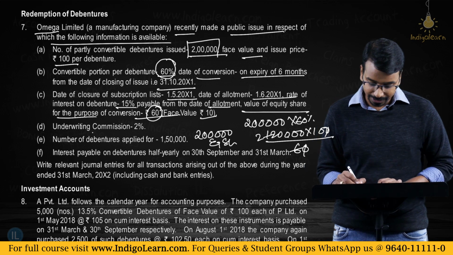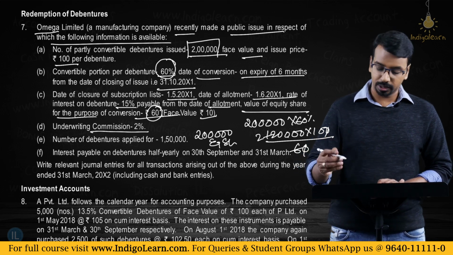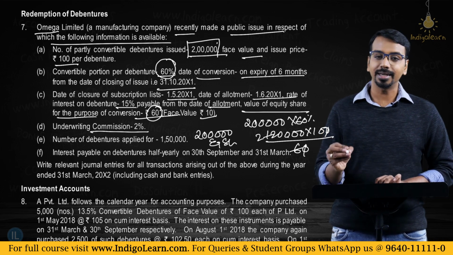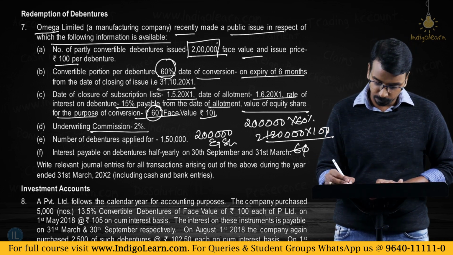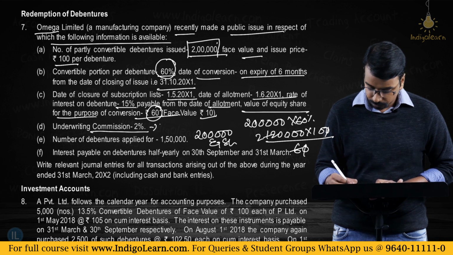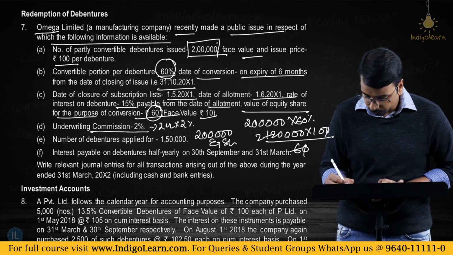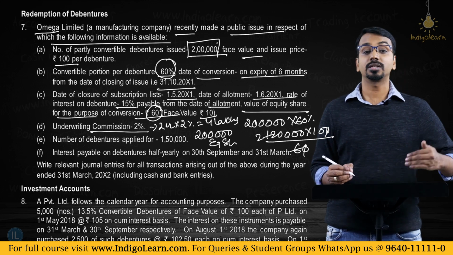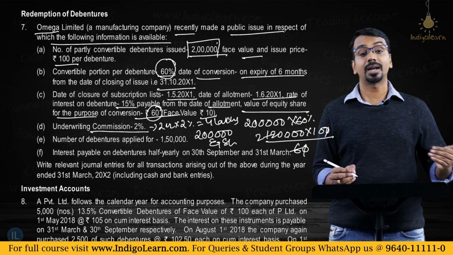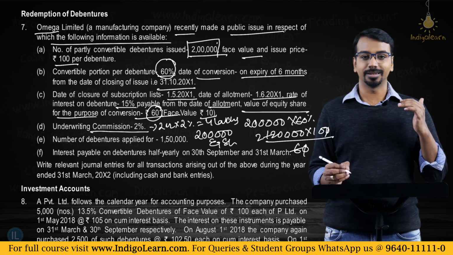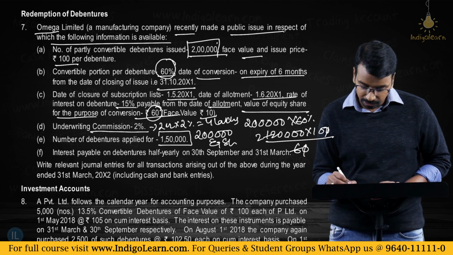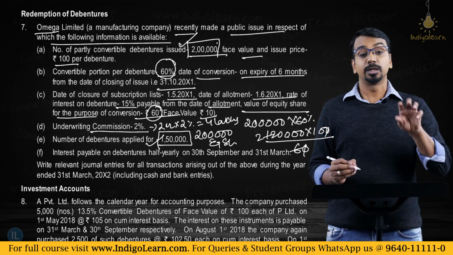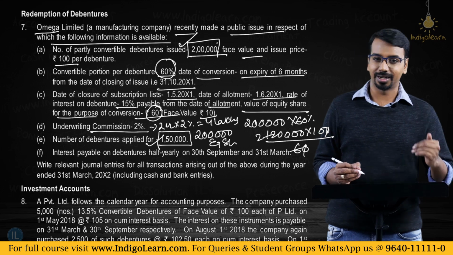Right? Then underwriting commission is 2%. So out of the total issue of 2 lakhs into 100, that is 2 crores, on that 2% is the underwriting commission. So how much is the underwriting commission now? It comes out to 2 crores into 2%, which is nothing but 4 lakhs, right? Now what will be the entry for this? You will debit the underwriting commission account and you will credit to the underwriters. Number of debentures applied for 1,50,000. How many were issued? 2 lakhs. How many we got application for? 150. The balance 50,000 will be taken by the underwriters.